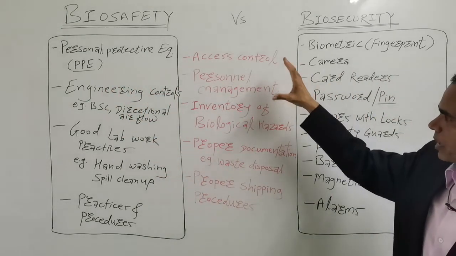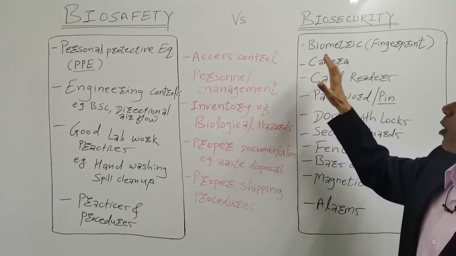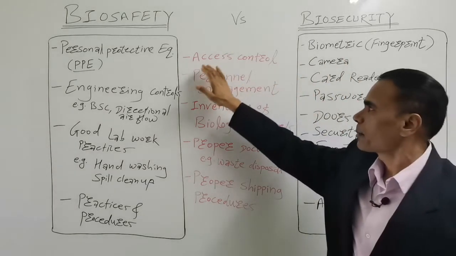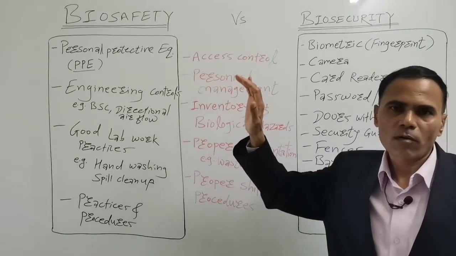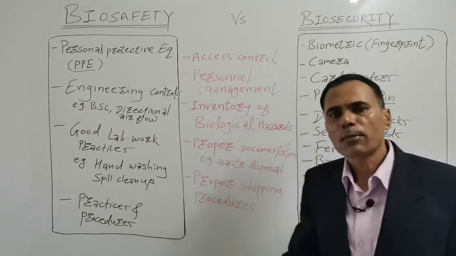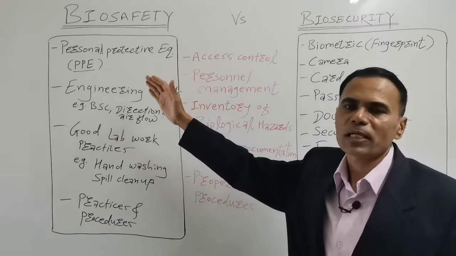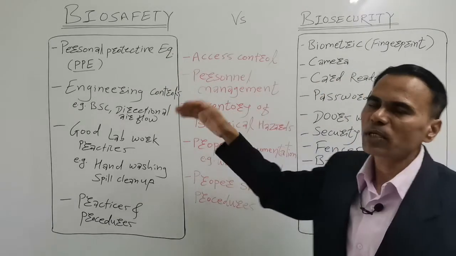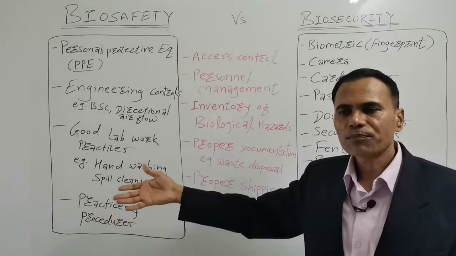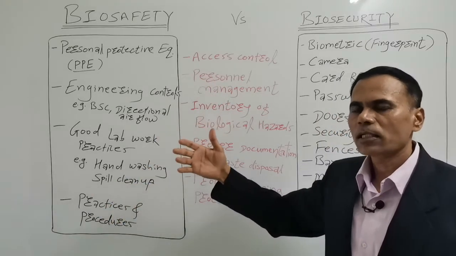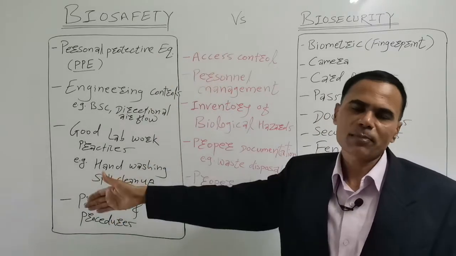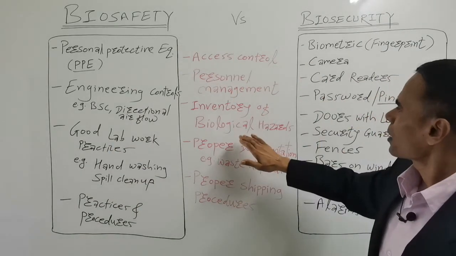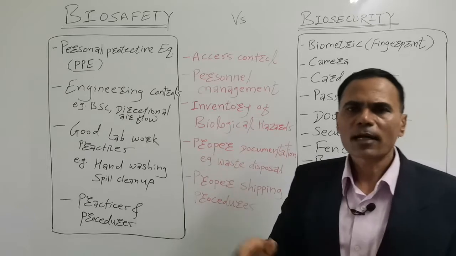So now there are some elements common in biosafety and biosecurity. What are these elements? For example, access control. Access control is important from the biosafety perspective as well as the biosecurity perspective. Then personnel management. The people who are working in the laboratory, their management is important from the biosafety perspective as well as the biosecurity perspective. Then inventory of biological hazards.